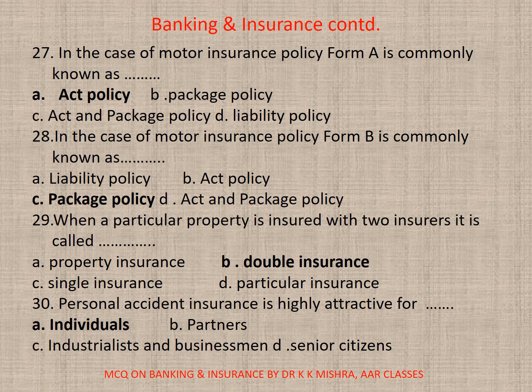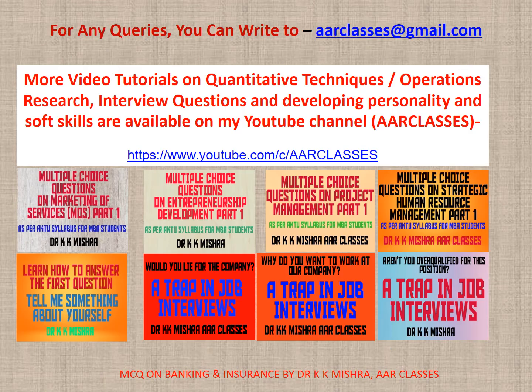30. Personal accident insurance is highly attractive for dash. A. Individuals, B. Partners, C. Industrialists and businessmen, D. Senior citizens. Correct option is A. Individuals. So this is all about this particular video tutorial.